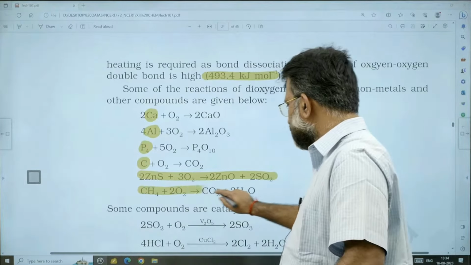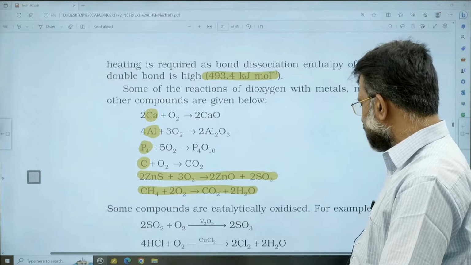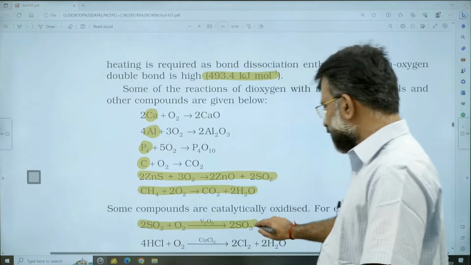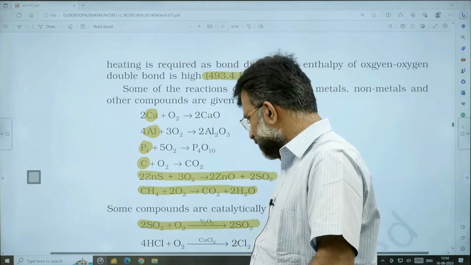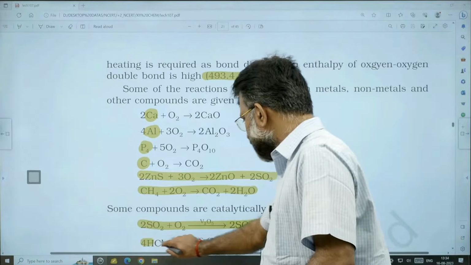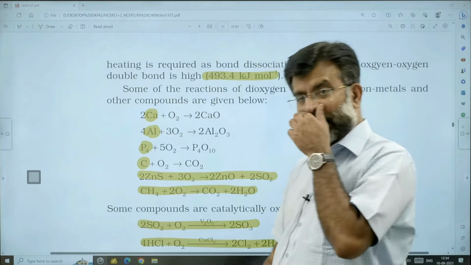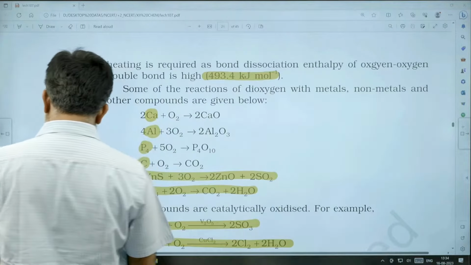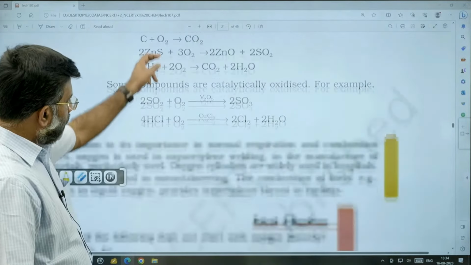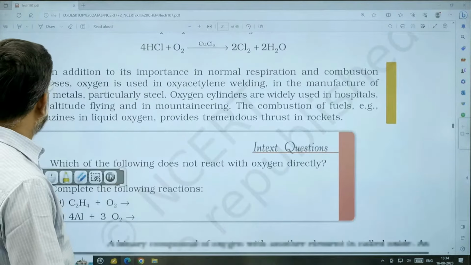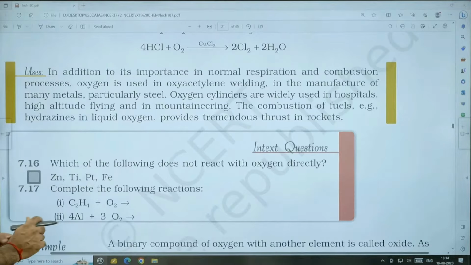And see the combustion reactions of conventional fuels. This is a very important reaction in the contact process, preparation of sulfuric acid. And this is important in the preparation of chlorine gas, oxidation of HCl using cupric chloride, giving chlorine gas. Any important point in the uses?